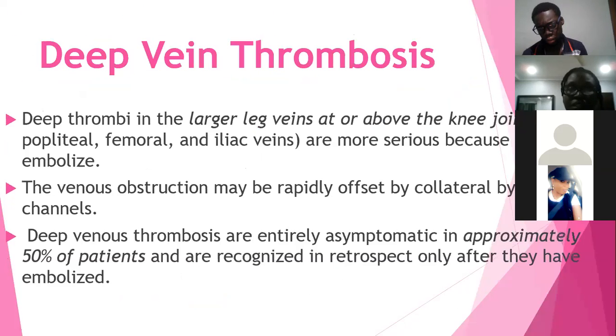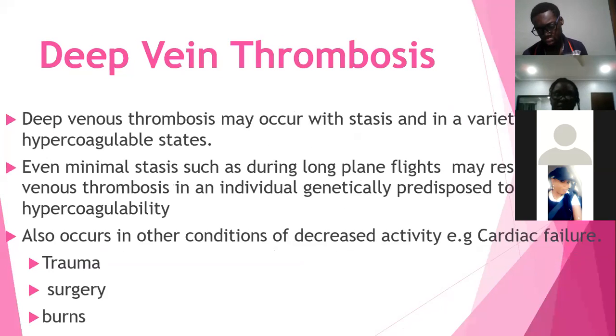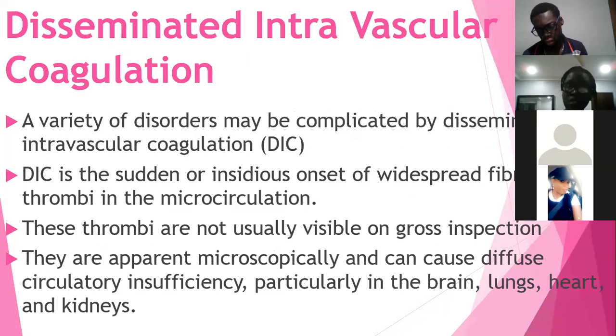Then we also have deep vein thrombosis, which forms in the large veins of the lower limb. This is the one that can embolize to the lungs, and typically this one causes sudden death because it becomes a pulmonary embolism, which will travel to the lungs and cause death by occluding the blood vessels in the lungs.